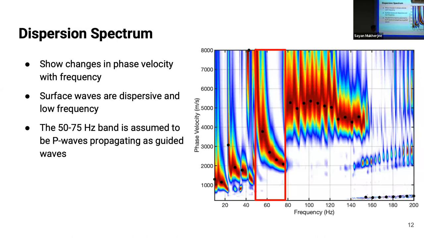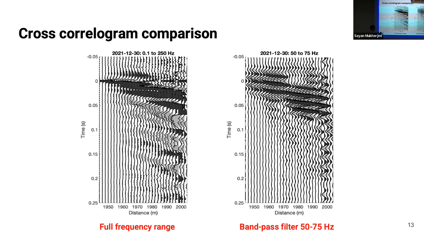To go back to the cross correlogram from earlier, the wiggle plot, this is the same as before. Here on the right, we're focusing on that 50 to 75 Hertz frequency range and filtered to that. You can see it's a lot clearer and we can see more clean lines. We're focused specifically on the waves traveling through this zero time, because those would be our direct P waves, or direct waves, hopefully, that I'm trying to focus on.